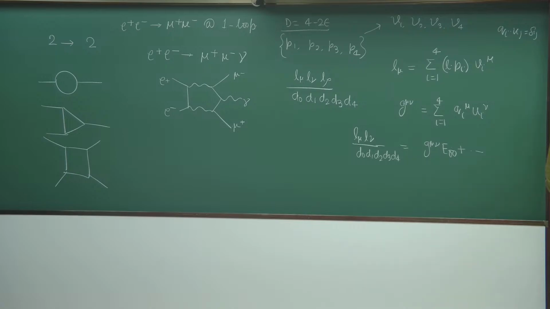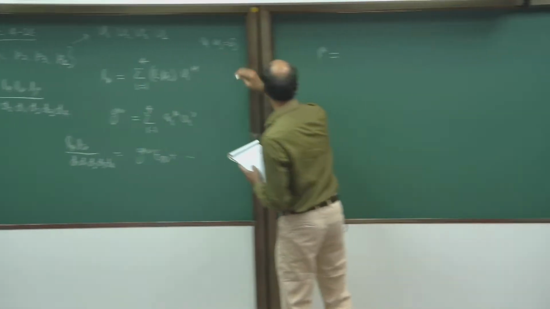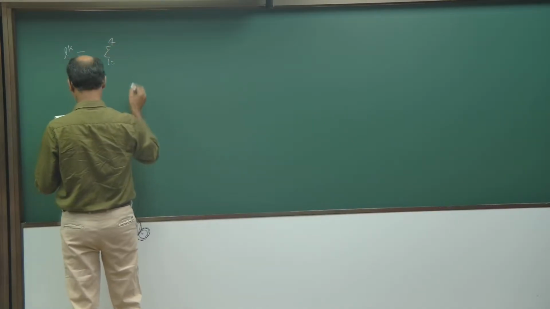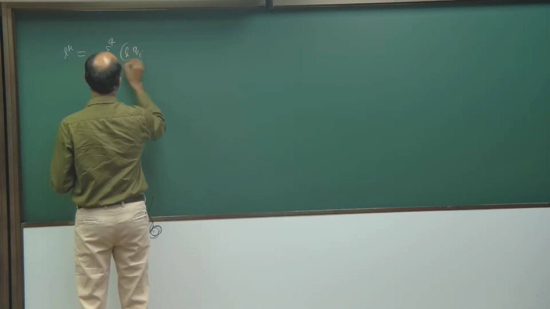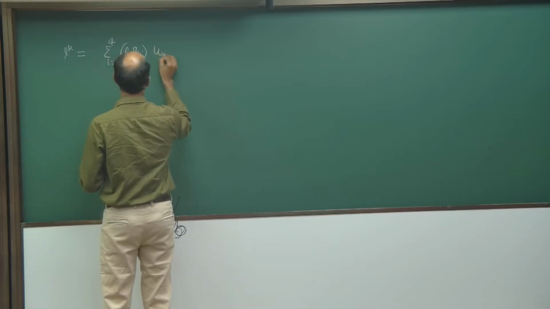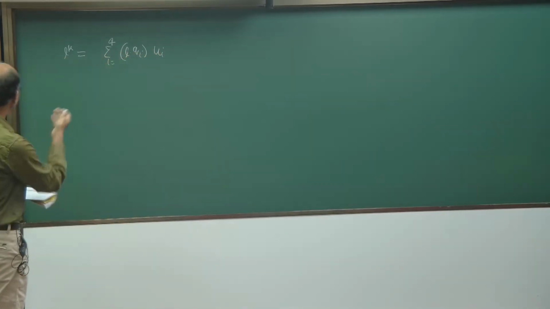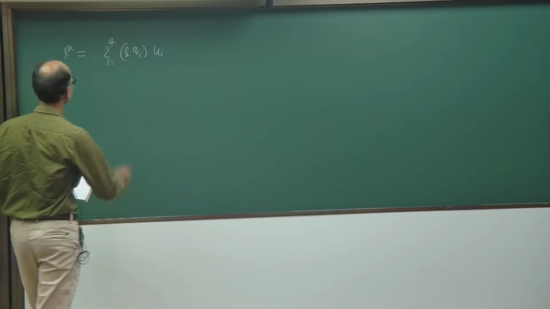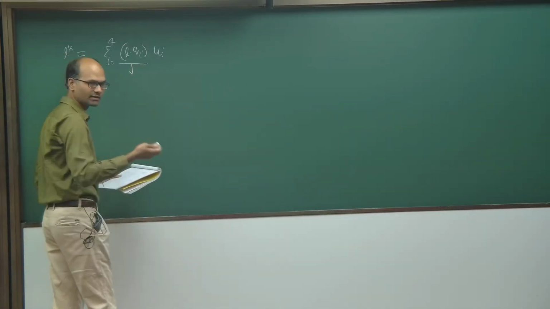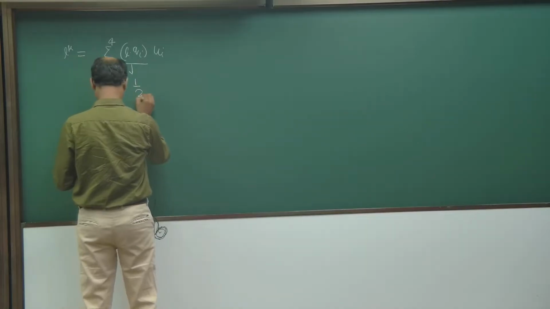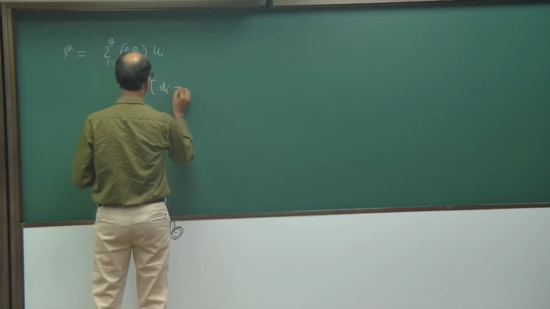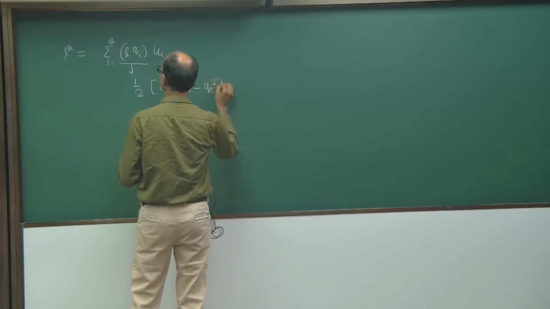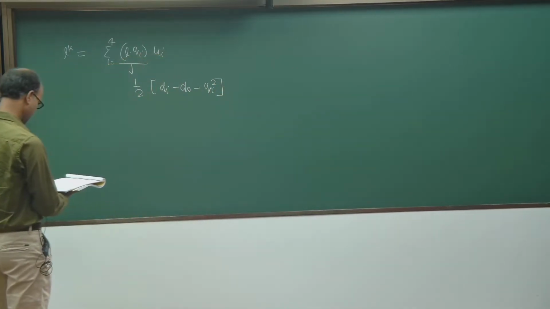So my L^mu is L dot q_i u_i^mu. That's what I would write for L^mu in the basis where I use q and u, and L dot q_i is written in terms of the propagators. So half d_i minus d_0 minus q_i squared. Okay.